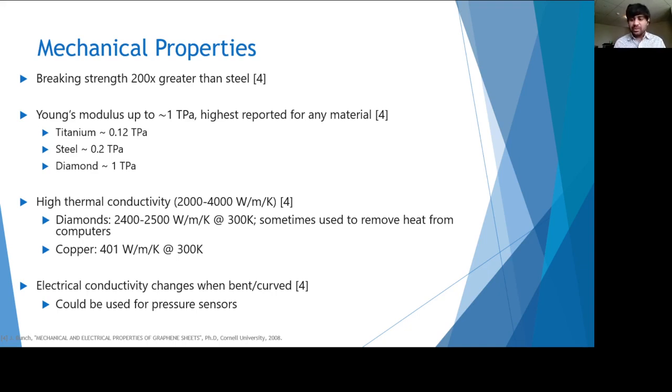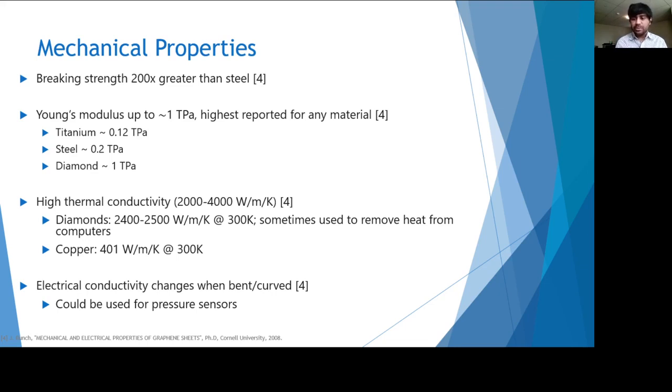Copper, by comparison, has about 5 times lower thermal conductivity than graphene. The conductivity of graphene changes when it's bent or curved, so this is a mechanical or electrical property. Mechanical / electrical, so there's a bit of both involved.